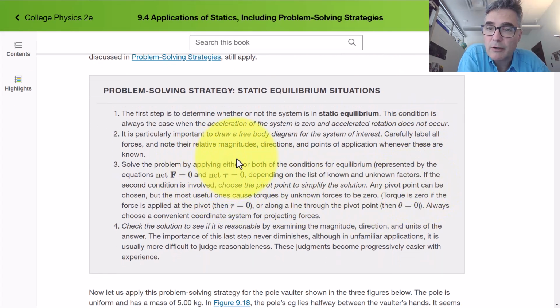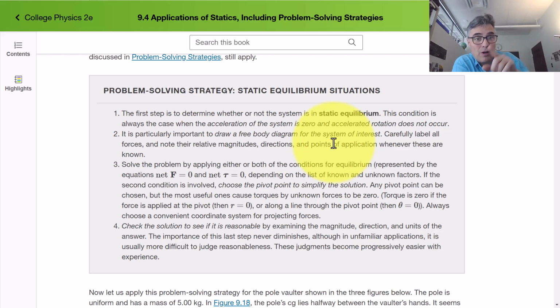So the steps here are: first, determine whether or not the system is in static equilibrium. It's important to draw a free body diagram for the system of interest. Label all the forces, note their relative magnitudes, directions, and points of application. So this is a different kind of free body diagram because you have to draw the object with its size, because you're going to be figuring out torques as well. So I call this an extended free body diagram.